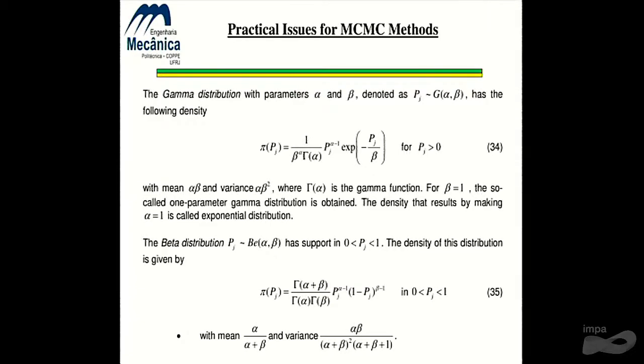And you can use, for example, the gamma distribution, which is given by this expression here. It depends on these two parameters, alpha and beta. Okay, the mean is alpha times beta and the variance is alpha times beta squared. But we can, for example, select beta equal to 1. So this becomes what is called the one parameter gamma distribution. But you can also make alpha equal to 1 here, and then you get what is called an exponential distribution. Okay. And this is also for parameters larger than 0.